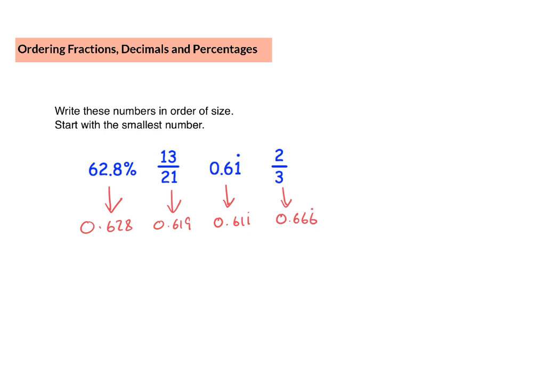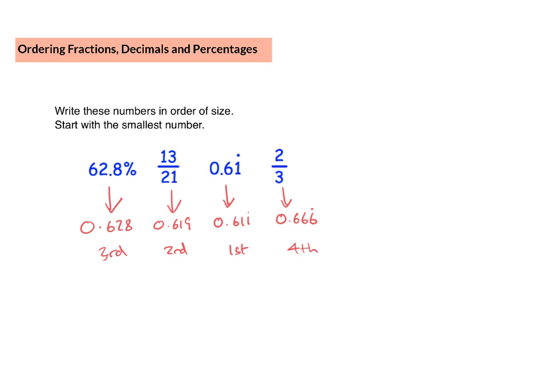Now I can look at these numbers and put them into order. Well, the smallest number there is going to be 0.611, so that's my first number. The next number will be 0.619, that's my second one. My third one is 0.628. And then my fourth number, my largest number, is 0.666.